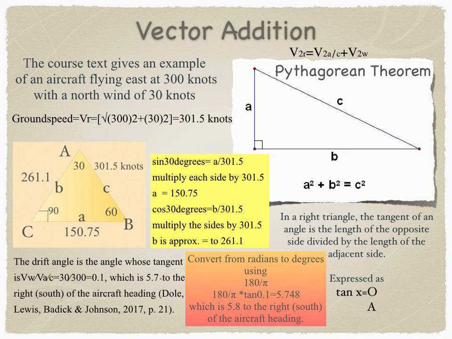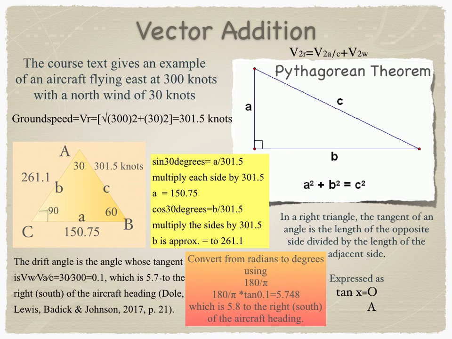Okay, and we all know that a triangle has to equal 180 degrees on the inside. So you have your 90 degree angle, and then you have two acute angles. I'm just using this as an example here just to show you where they got these numbers from. So in the book, it tells you the drift angle is the angle whose tangent is weight divided by the angle of climb equals 30. So they have 30 divided by 300 equals 0.1. Which is 5.7 degrees to the right south of the aircraft heading.